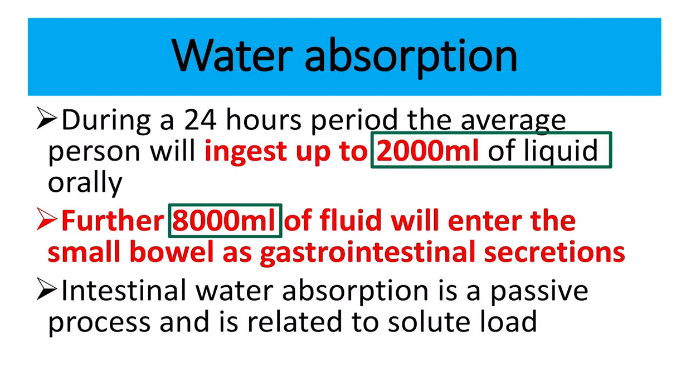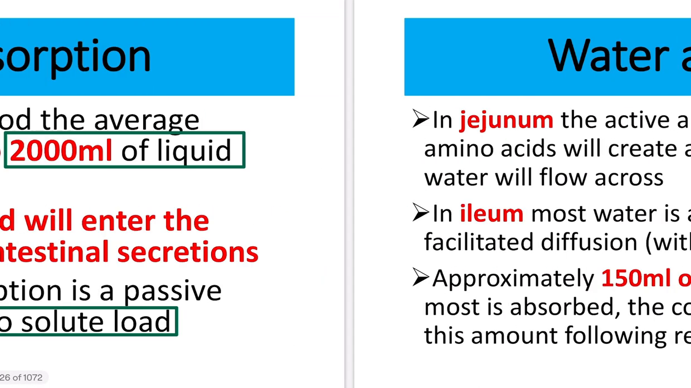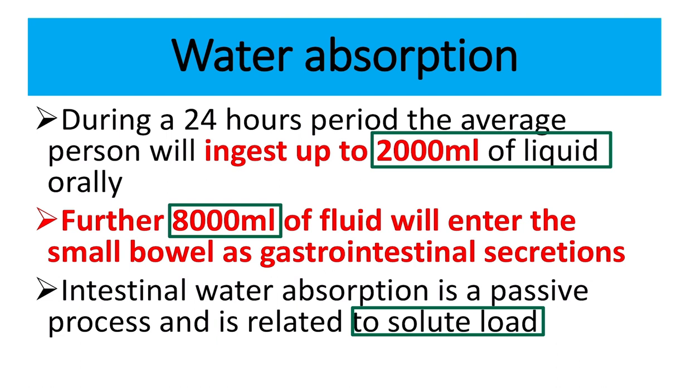Intestinal water absorption is a passive process and is related to the solute load. So it depends on the solute. When there is more solute, there is more water; when there is less solute, less water, because we know the solute attracts water.